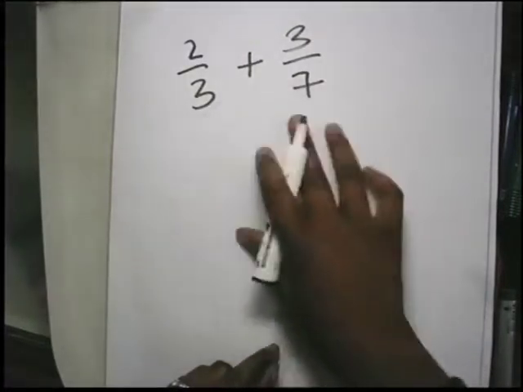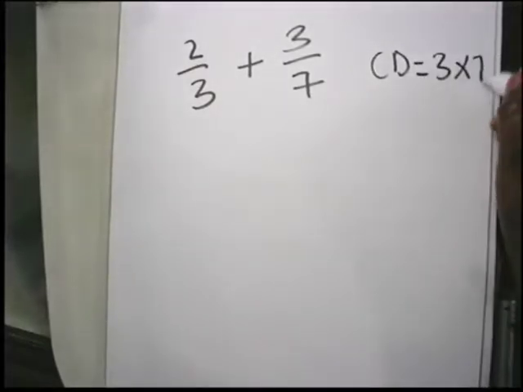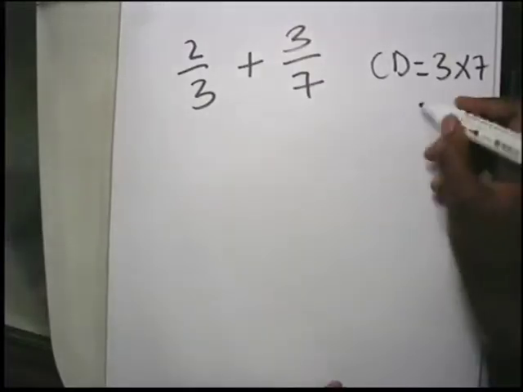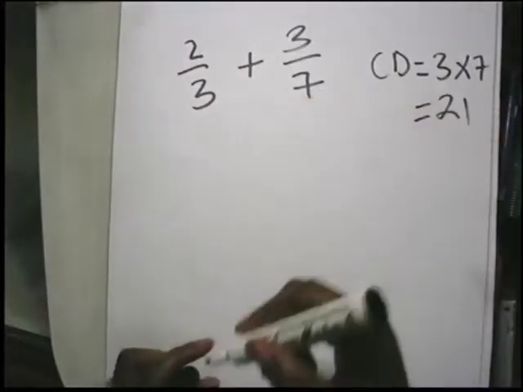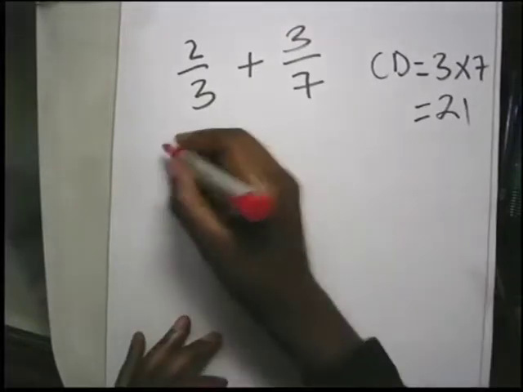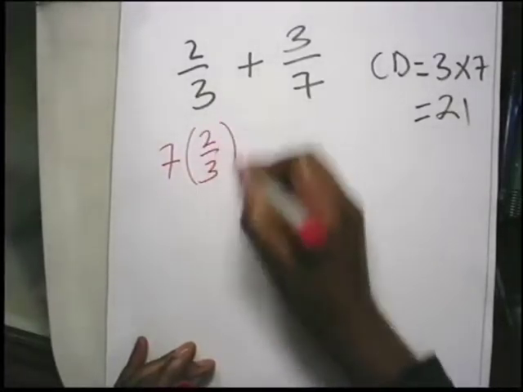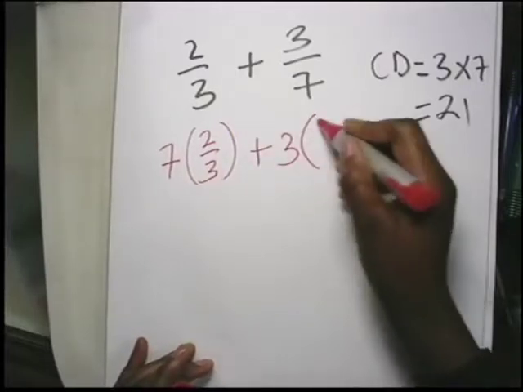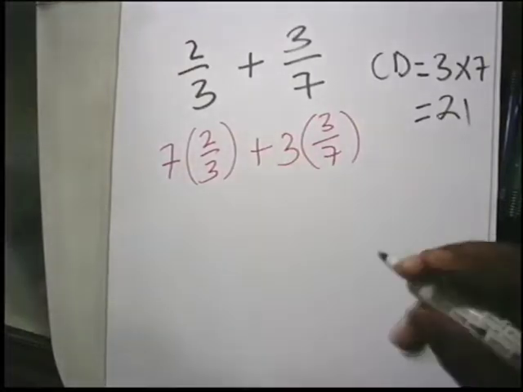It is by multiplying the denominators and then we get the common denominator, which is 3 multiplied by 7. And what is 3 multiplied by 7? 3 multiplied by 7 is equal to 21, which means the denominator that we need to have here has to be 21. So what we do is we multiply the first fraction by the denominator of the second one, which is 7, and then we multiply the second fraction by 3. Where is the 7 and the 3 coming from? It is the denominator of the other fraction.